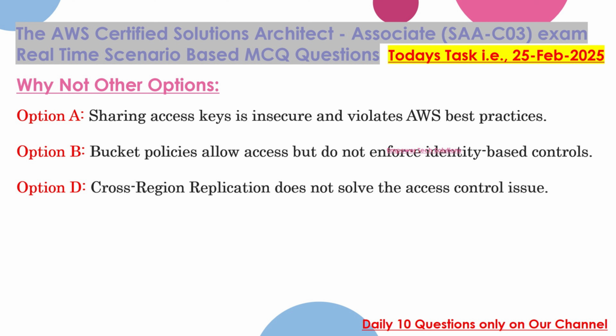Sharing access keys is insecure and violates AWS best practices. Option B. Bucket policies allow access, but do not enforce identity-based controls. Option D. Cross-region replication does not solve the access control issue.